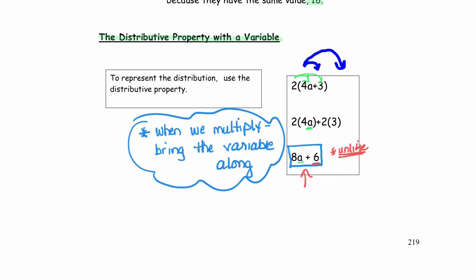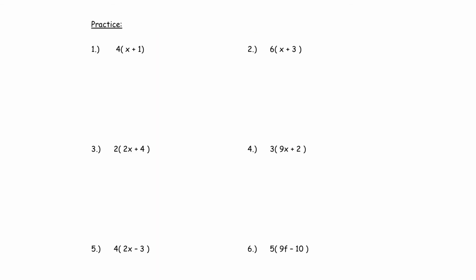Let's look at some practice problems. On this next page, I'm going to do a couple of problems with you, and then I'm going to have you do some practice, and then you can check your work. So for the first one, we have 4 times x plus 1. So in this case here, we show 4 times x plus 4 times 1. Our final answer is 4x plus 4.